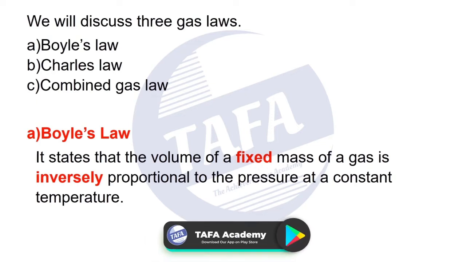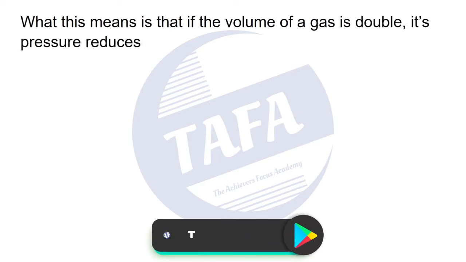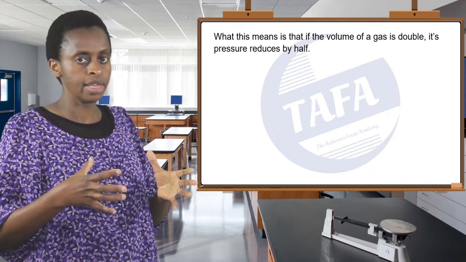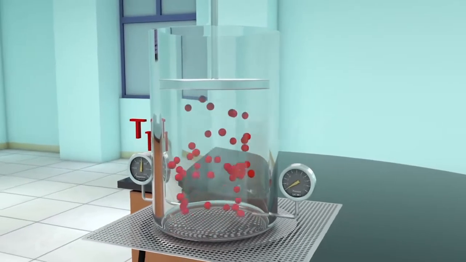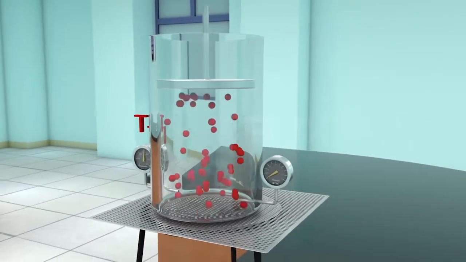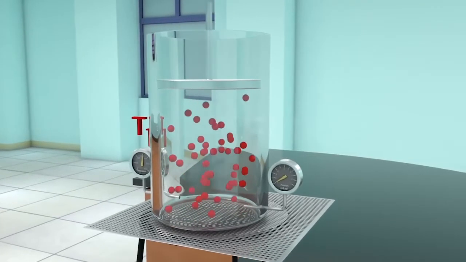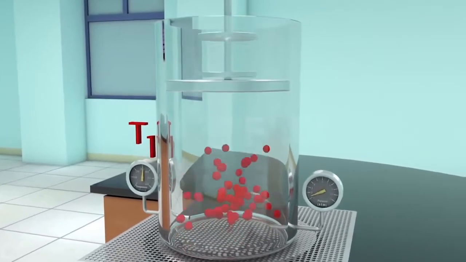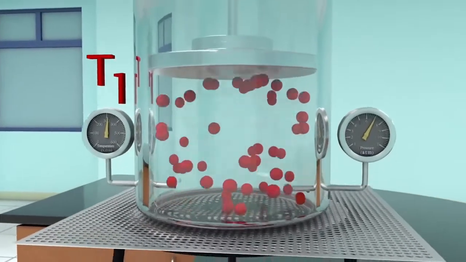What this means is that if the volume of a gas is doubled, the pressure is reduced by half. So we are going to have a practical illustration of that by use of a balloon.